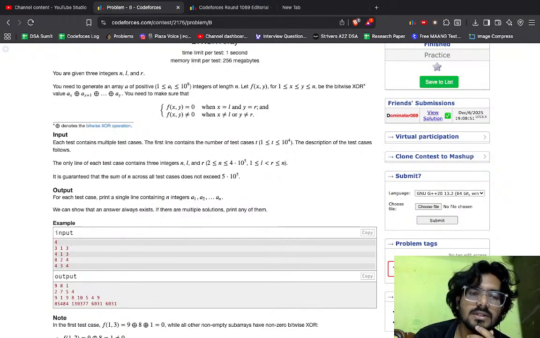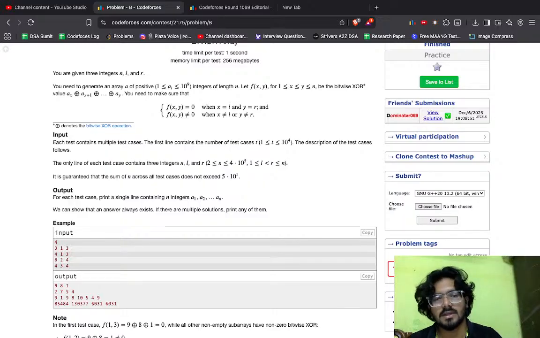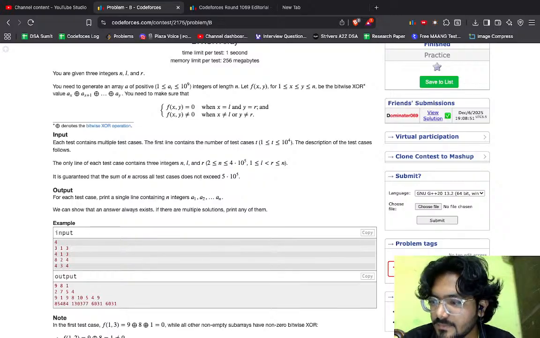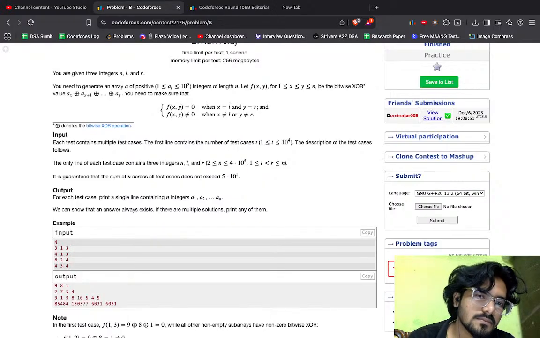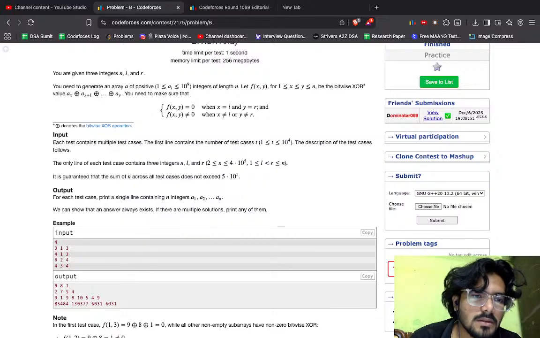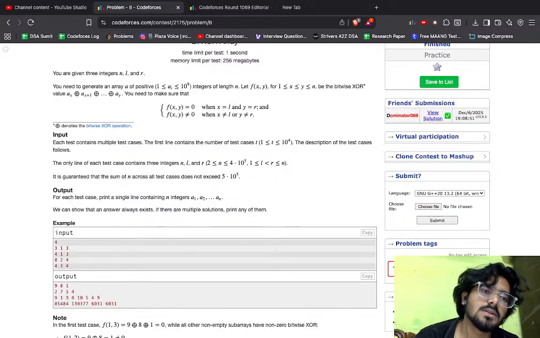So you need to generate an array A. So the answer array is A, and each value should be in the range 1 to 10 to the power 9. XOR is this. Okay.